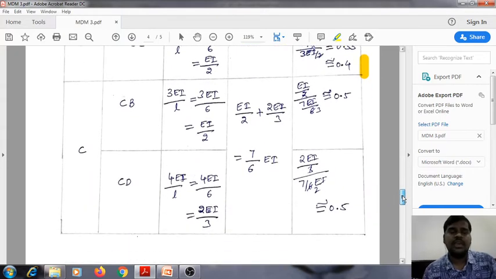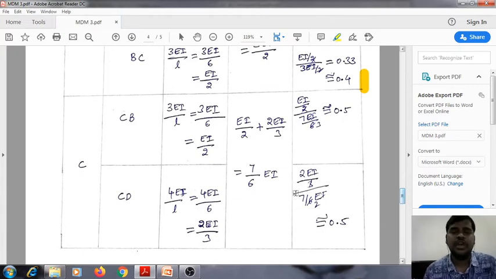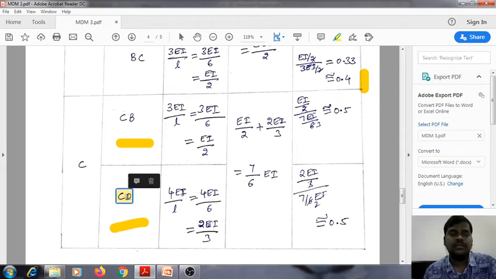Next, the same is done for joint C, for the spans CB and CD. That is 3 EI by L and 4 EI by L. As B is simply supported and D is fixed, the formula for CB is 3 EI by L, and for CD, where D is fixed, it is 4 EI by L. Adding these two, we get the distribution factors as 0.5 for this and 0.5 for this.